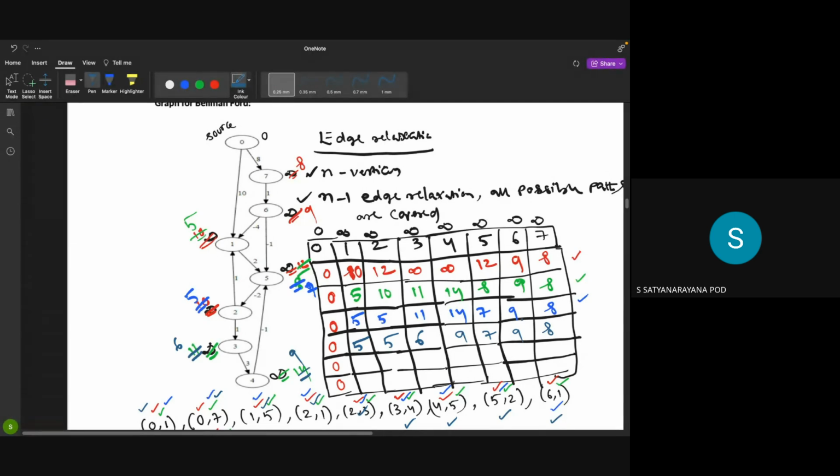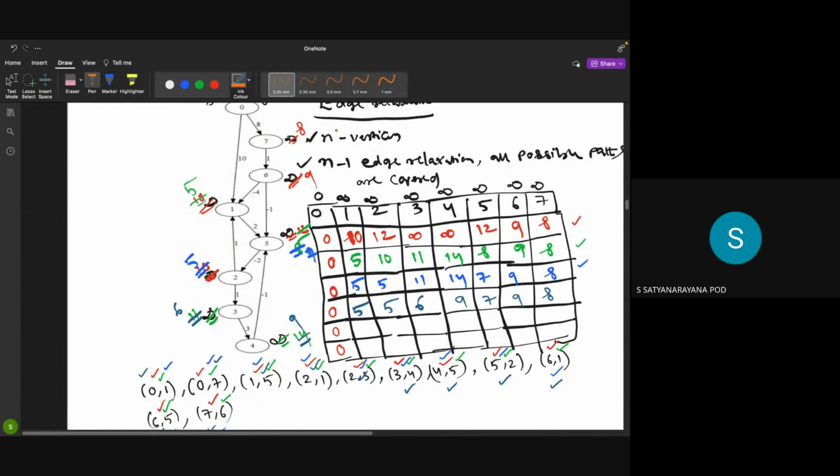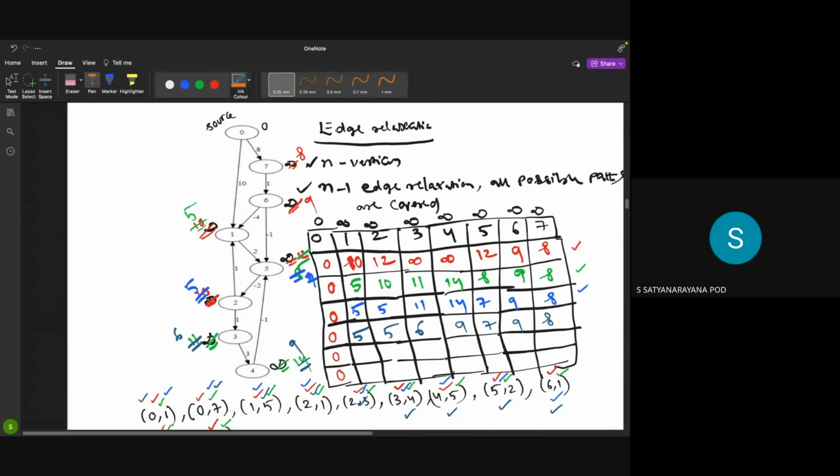Let me try one more time. Maybe we take a different color, yes, we take this color now. One more time, if you run it somewhere, you will get it. Definitely values are stabilized. Now we run 0 to 1, no update, as it is. 0 to 7, no update. Next one is 1 to 5, 5 and this 7. Okay, no update, no issues.